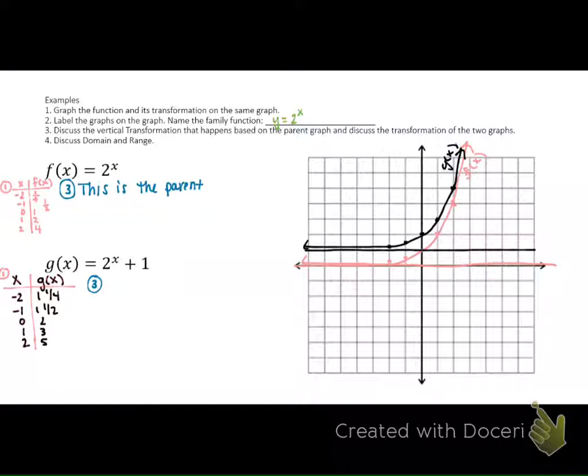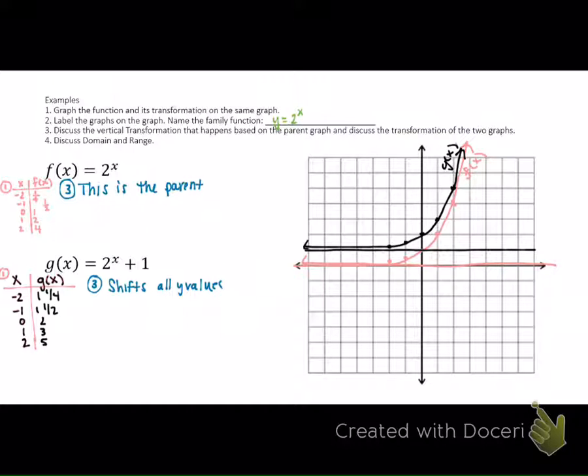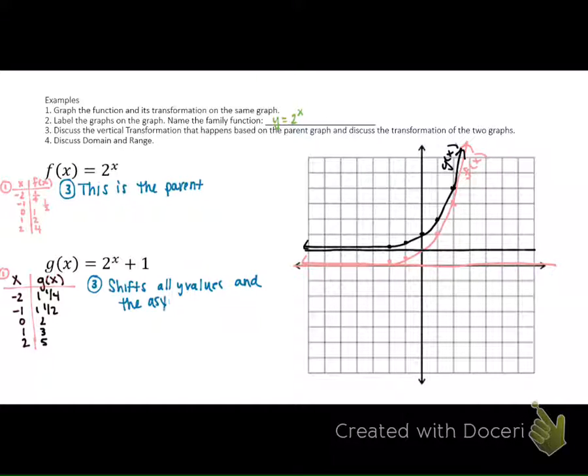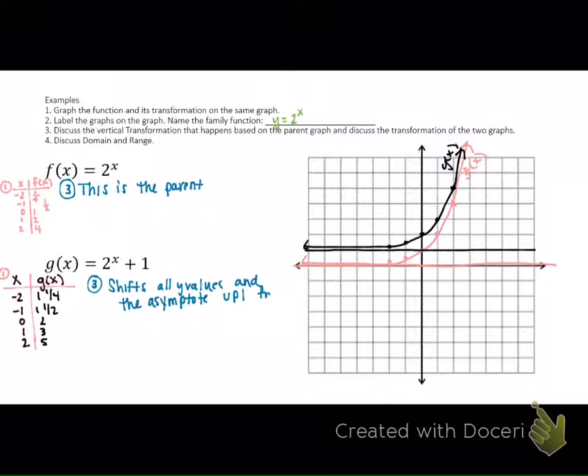Can you even see that in your tables that you made? Look at this. 1/4 plus 1 is 1 1/4. 1/2 plus 1 is 1 1/2. 1 plus 1 is 2. 2 plus 1 is 3. 4 plus 1 is... You can see it in your tables as well. So it shifts all y values and the asymptote up 1 from the parent.